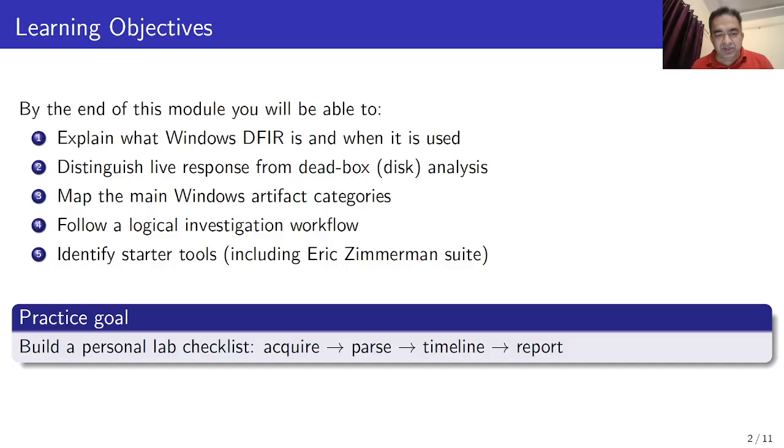For example, a junior analyst who can only open Autopsy randomly should leave able to say, I will image with FTK Imager, hash the E01, parse MFT with the MFTECmd tool, and review the CSV in Timeline Explorer.